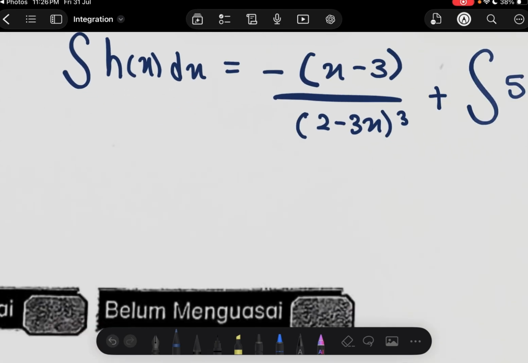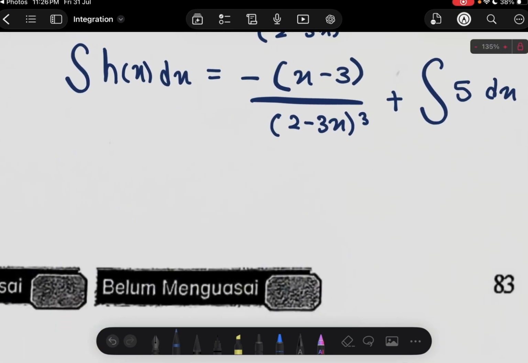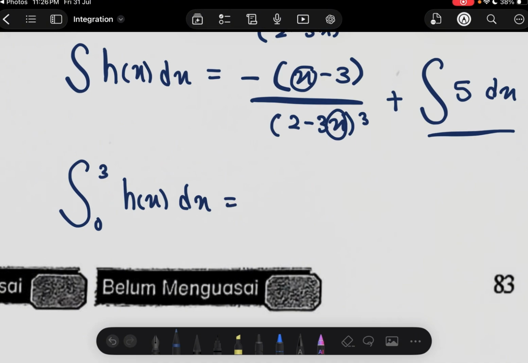We also have to memorize some of the integration rules. When we have an integration such as 5 minus h(x) or y minus x, we can split it into two parts.